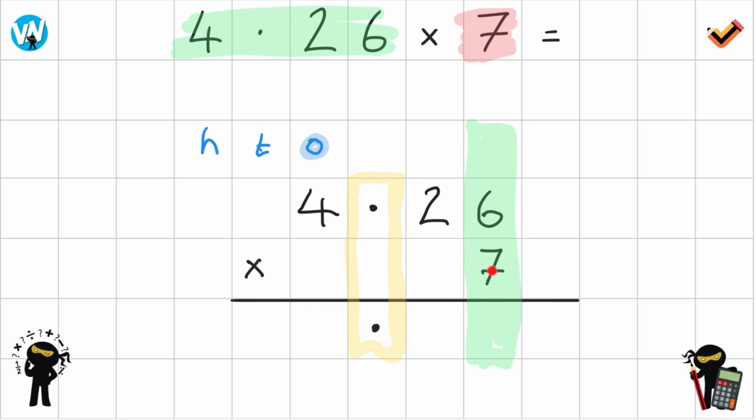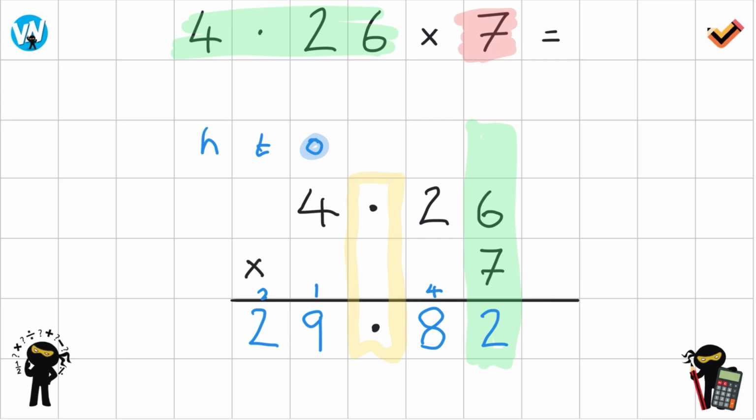So we're going to do 7 times 6, 7 times 2, 7 times 4. Very, very simple. So 7 times 6 is 42. So we're going to drop that 2 in, carry the 4. 7 times 2 now is 14. Add the 4 is 18. So we're going to pop that 8 in, carry the 1. And then we're going to do 7 times 4, which is 28. Add the 1 is 29. So we're going to put the 9 in, carry the 2. There's nothing else to do, so that 2 is going to drop down. So we end up with 29.82.